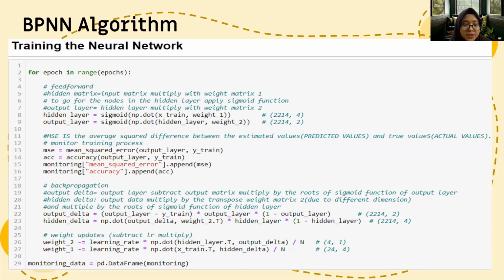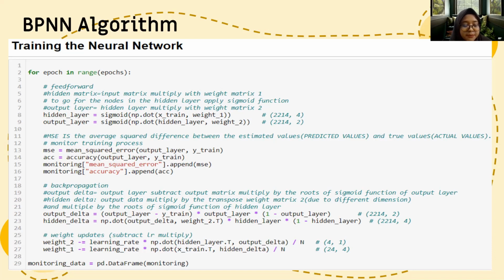And next, we also calculate the mean square error. Mean square error is the average squared difference between the predicted values and the actual values. It will monitor the training process. So the two variables that will monitor the training process are, of course, the MSE and accuracy. And then this is our MSE. We set the MSE equal to the mean square error of the output layer and the Y train, which is equivalent to the test set. And for accuracy, we take the output layer and the test set also. And then the mean square error and accuracy will be monitored and appended in every epoch.